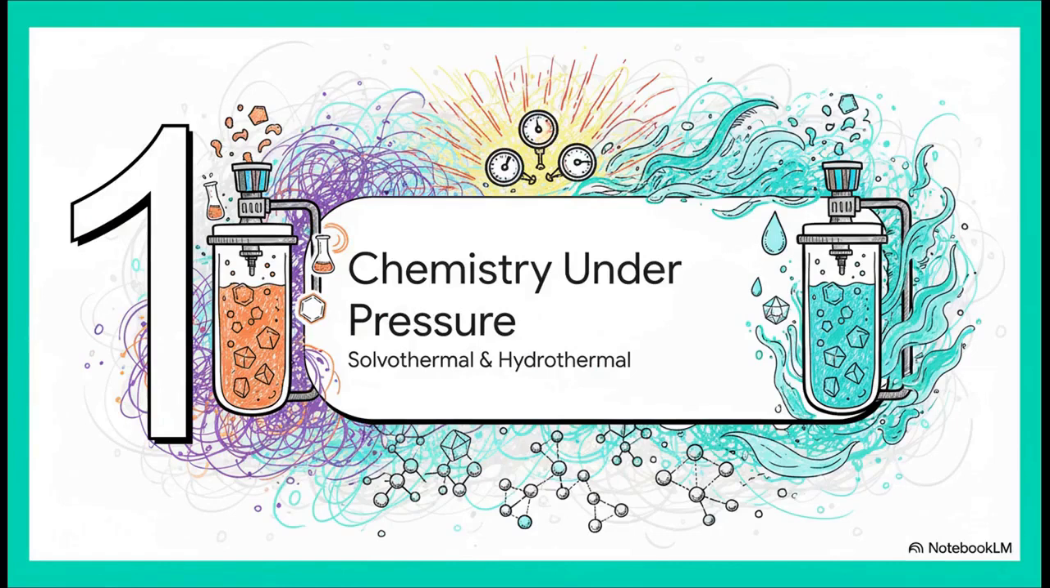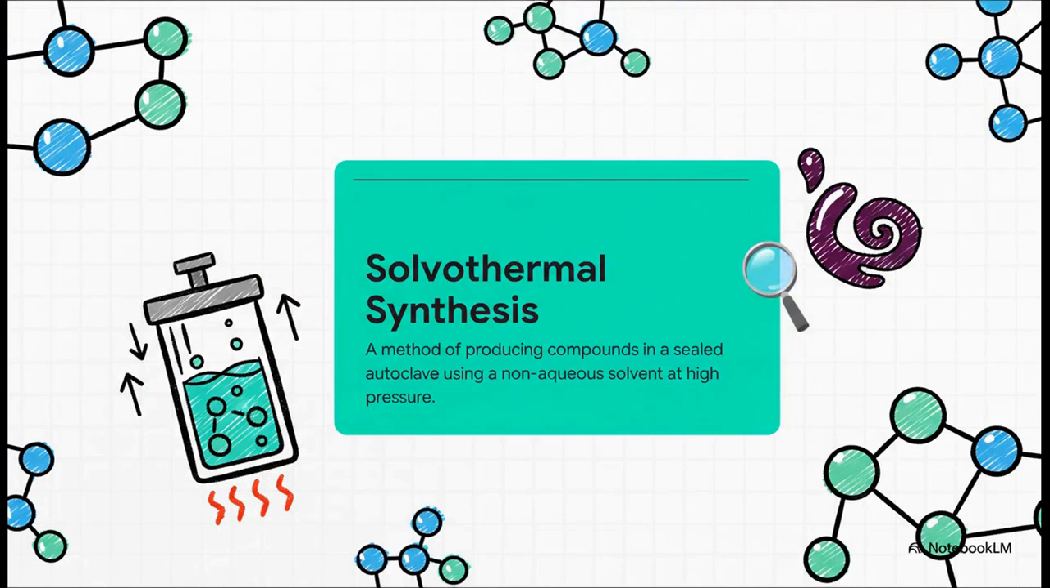All right, let's get into it. We're going to dive into the two main tools in this nanoscale architect's toolkit. They're called solvothermal and hydrothermal synthesis. Now, they sound super similar, I know, but trust me, one tiny difference between them opens up a whole world of possibilities. So first up, we've got solvothermal synthesis.